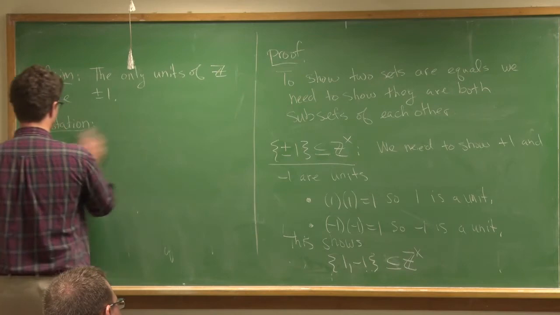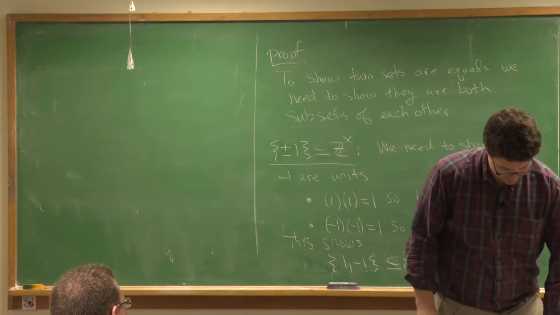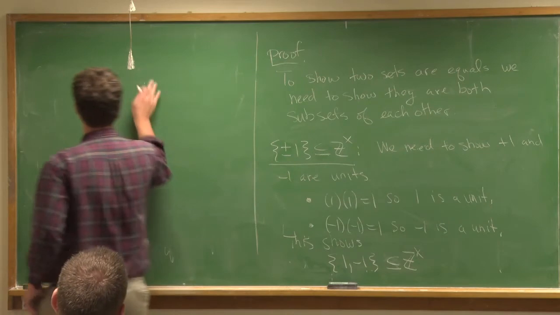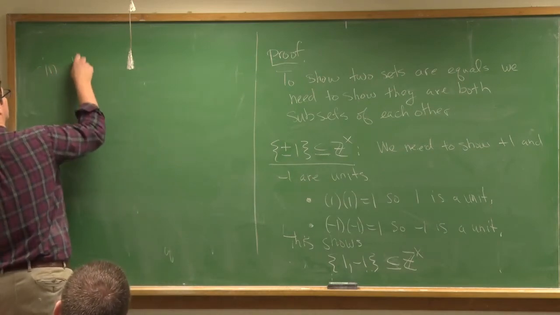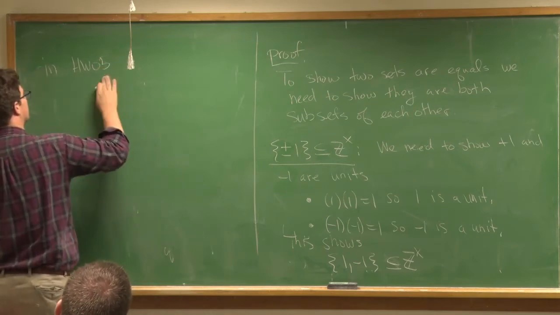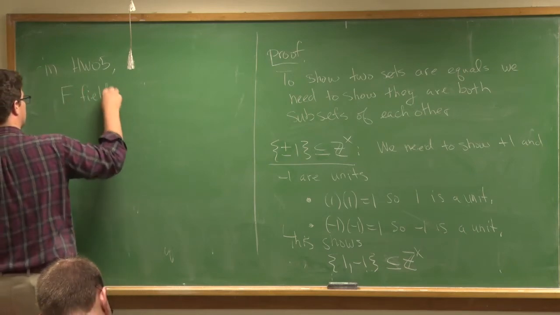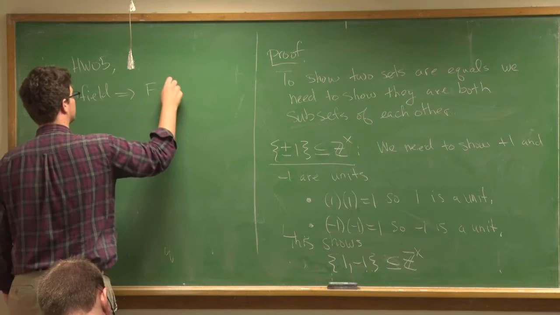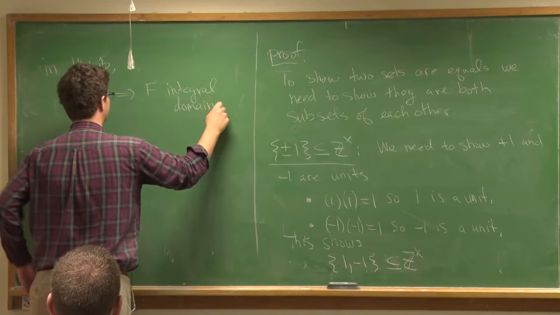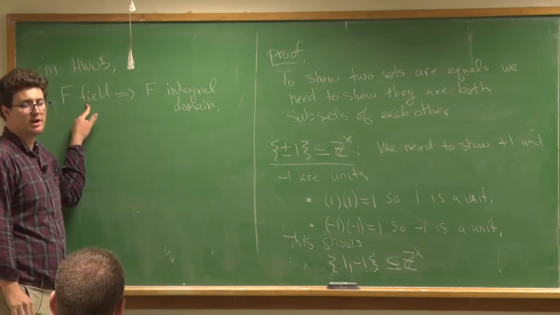So let me say a little bit about what I'm having you do in the homework. In the next homework, homework 5, we're going to show that if F is a field, this implies F is an integral domain. So a field is one of these rings where everything has a multiplicative inverse. This is like the rational numbers, the real numbers, the complex numbers.